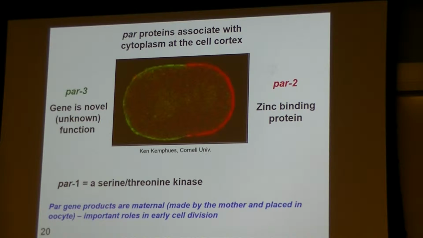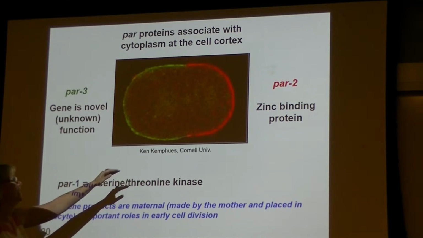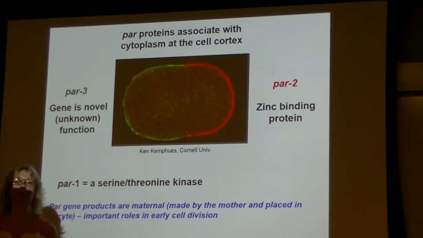This is a one-celled embryo shortly after fertilization, and look at what they found. It's really unusual. What we see is PAR3 protein is localized right at the cortex or periphery of that cell, but only on half of the cell. Okay, PAR2 is also at the cortex on the other half of the cell, and I can't even really imagine what these proteins are doing that they would need to have this localization.